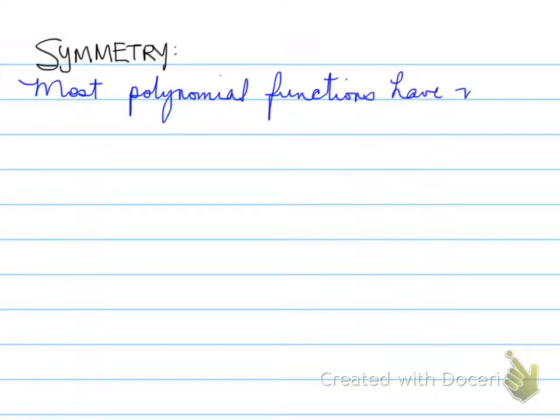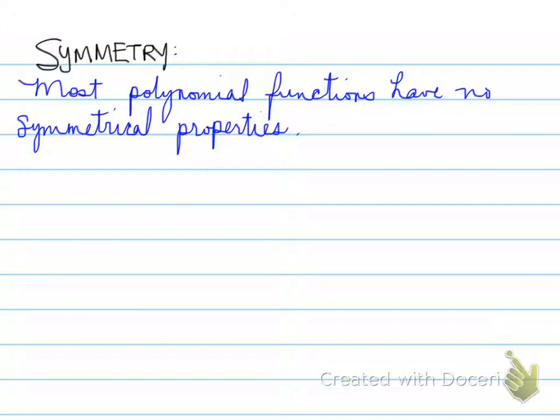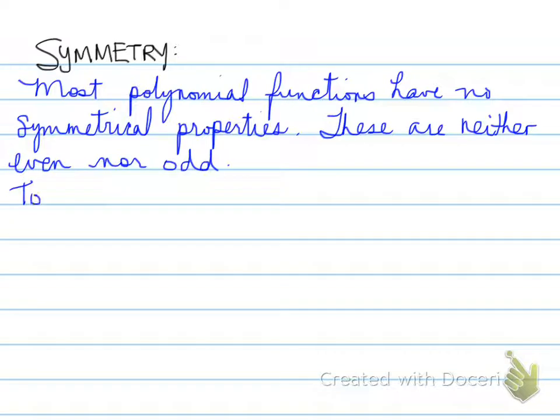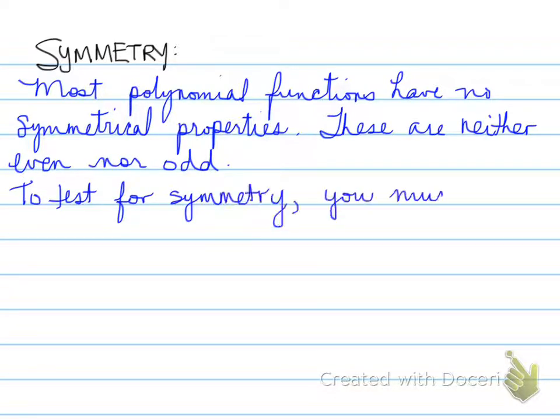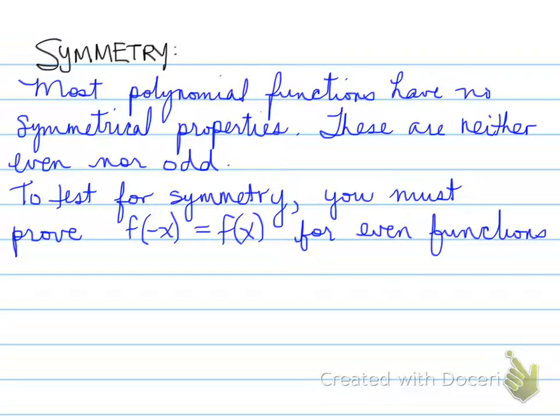All right, now symmetry. Most polynomials, believe it or not, have no symmetrical properties. That means they are neither even nor odd. And the reason being is that a lot of times they have transformations. But to test for symmetry, don't forget that you must prove that f at negative x is equal to f at x if you're trying to prove for even. Now, or f at negative x, when you plug it in, will equal negative f at x for odd functions.